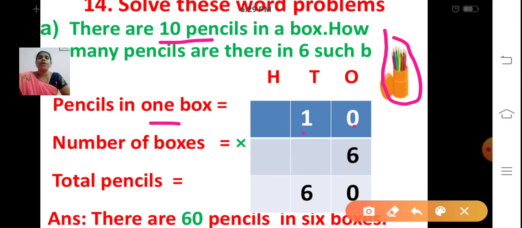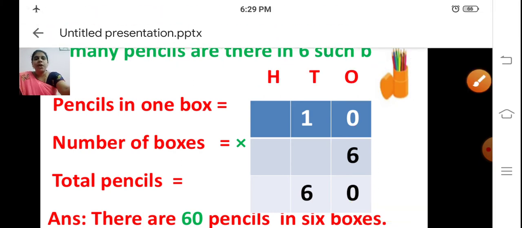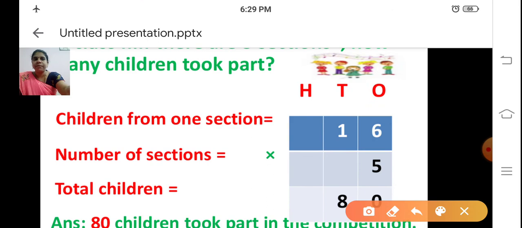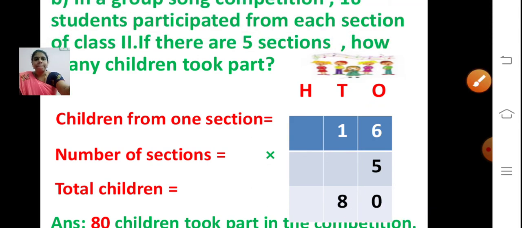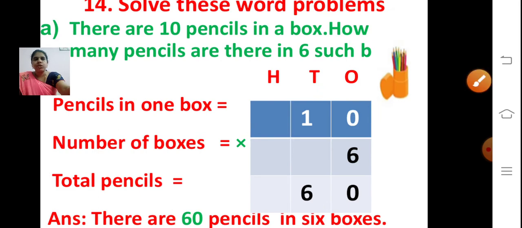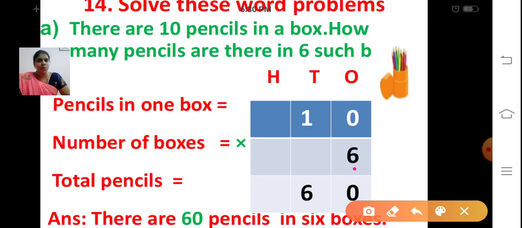Now, number of boxes. How many boxes are there totally? 6 boxes are there. So we are going to find out for 6 boxes. 1, 2, 3, 4, 5, 6. So now, number of boxes. We have totally 6 boxes. So the second one, write 6. Number of boxes is equal to 6.